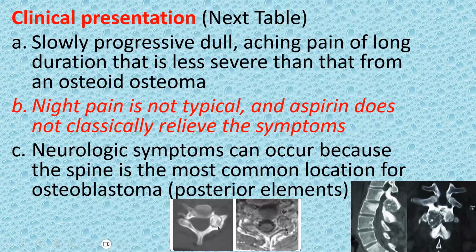This is another rather more aggressive tumor, but again, you see the trabecula, which is pink, and it is bounded by normal osteoblasts. The difference between it and an osteosarcoma is that the osteoblasts are aggressive in osteosarcoma. It is slowly progressive, dull, and provides aching pain for a long period that is less severe than that from an osteoma. Night pain is not typical, as I mentioned before, while in osteoma, the pain occurs mainly at night.